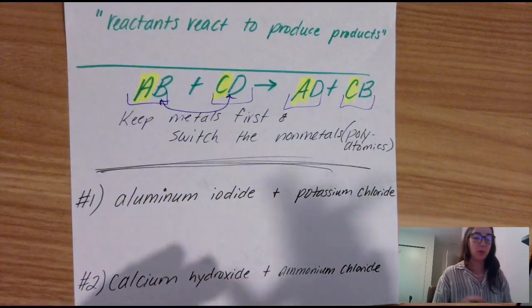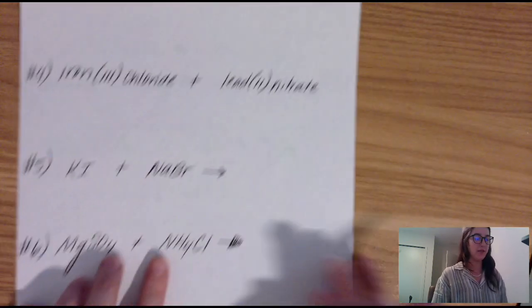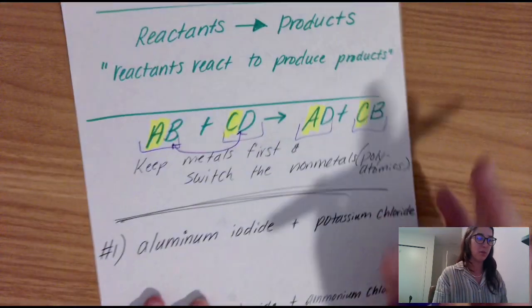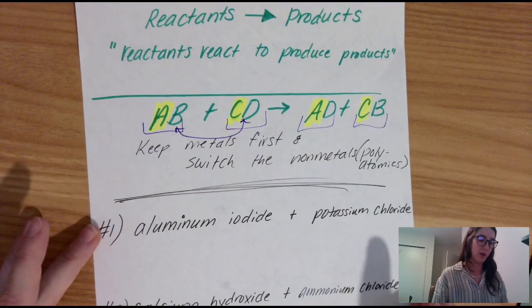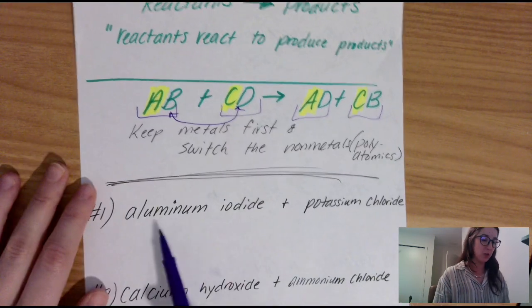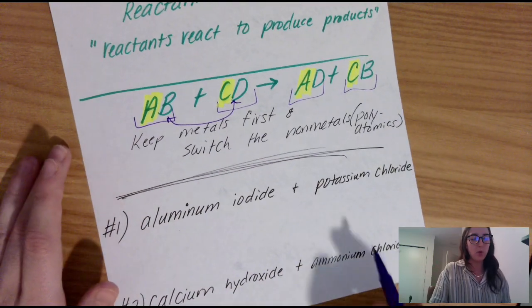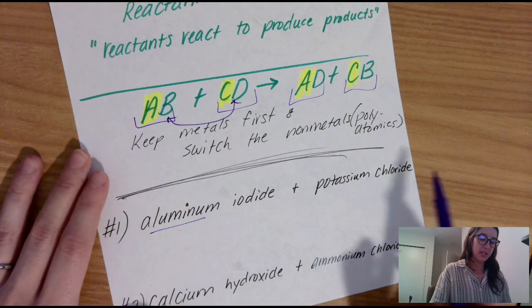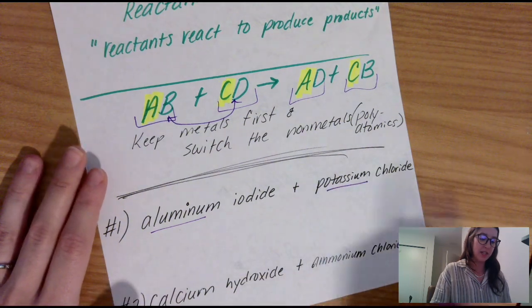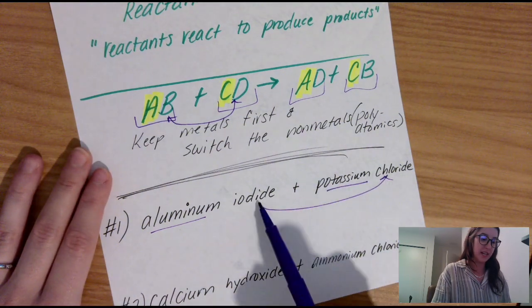I'm going to be doing both word versions and formula versions so that you have a mix of both because I've seen teachers ask it both ways. So let's start with number 1. We have aluminum iodide and potassium chloride. If I were to do the word version of it, right, aluminum stays still, potassium stays still, and I'm going to switch, right, iodide and chloride.